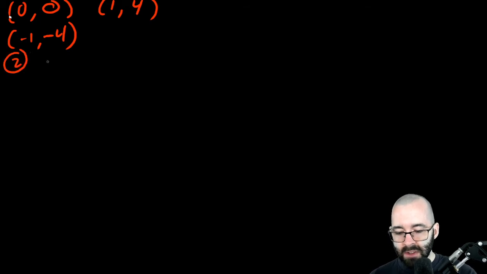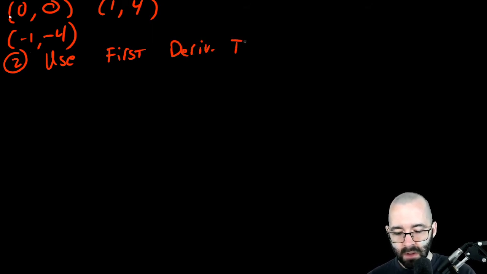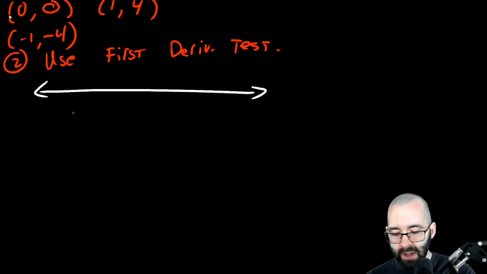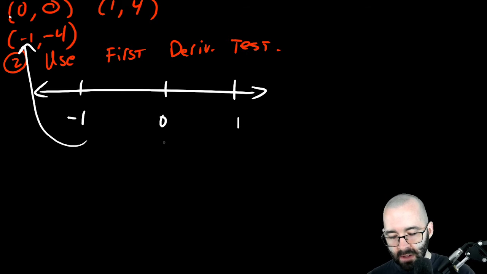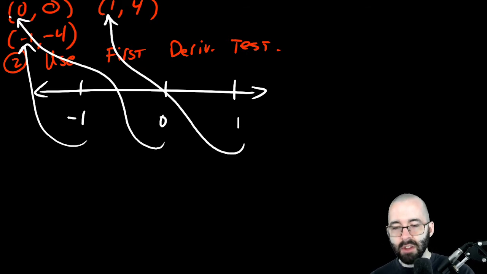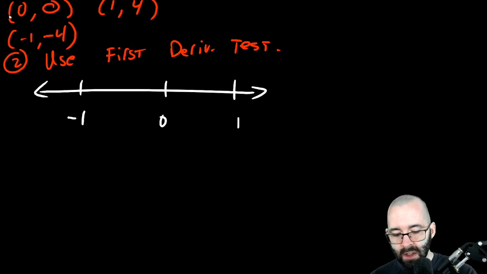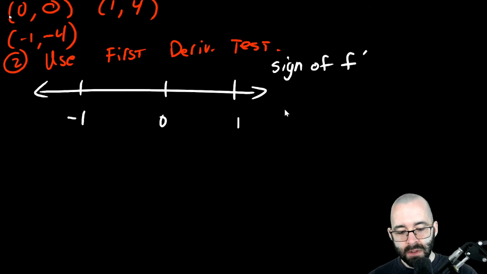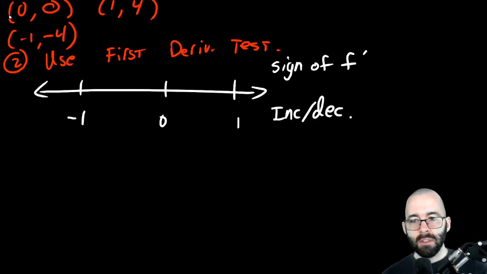Second step is use the first derivative test on these critical points. So just like before, we're going to make a little number line. I'm going to say, let's say -1 is here, and then 0, and then +1. Again, these are just the x coordinates of the critical points. These are the locations of the critical points. Now we're going to look at, well, what is the sign of f prime on each of these intervals? And then also, is it increasing or decreasing on each of these intervals?